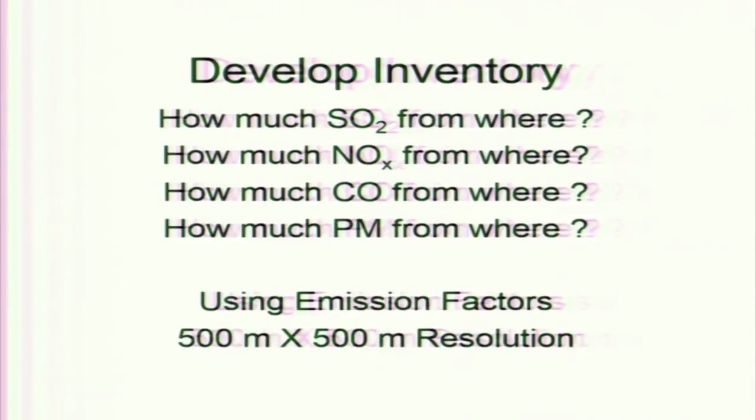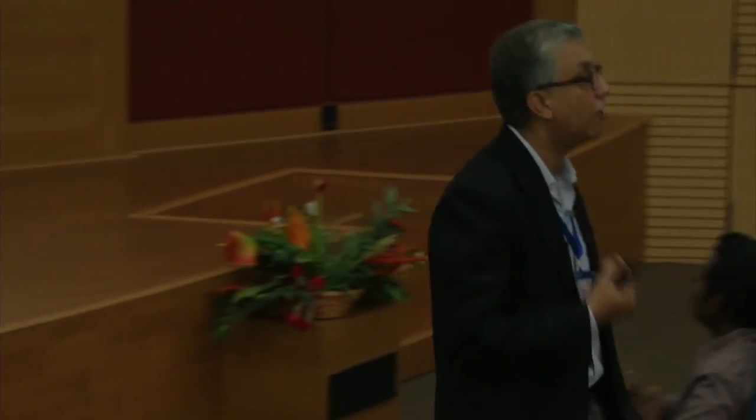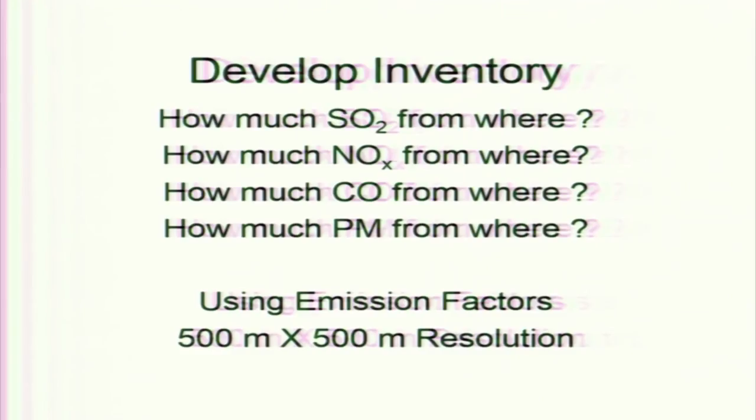How much sulfur dioxide? From where? How much oxides of nitrogen? From where? How much carbon monoxide? From where? How much PM? From where? Using emission factors. For every activity, you have a sense of how much is being emitted by that activity. So for every megawatt of electricity produced by a coal-based power plant, how much carbon monoxide is emitted? You'll get some sense of that from this.